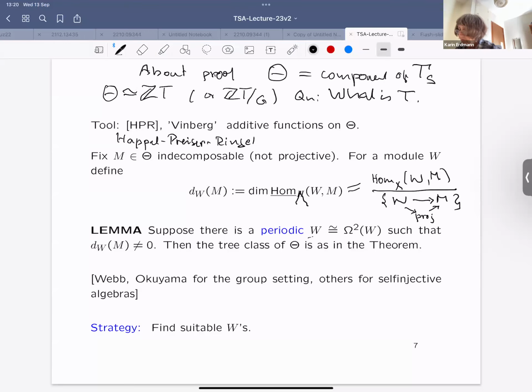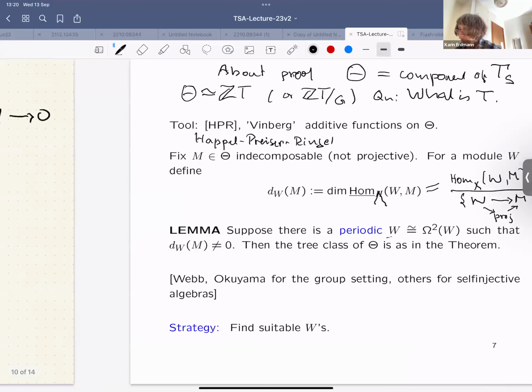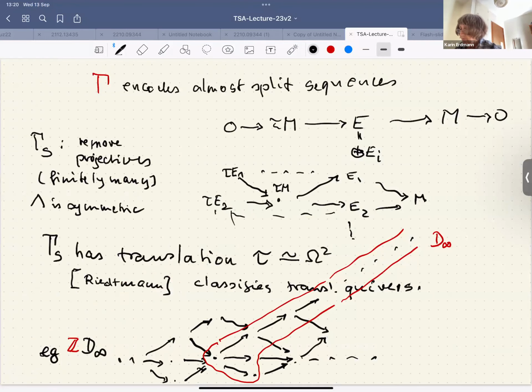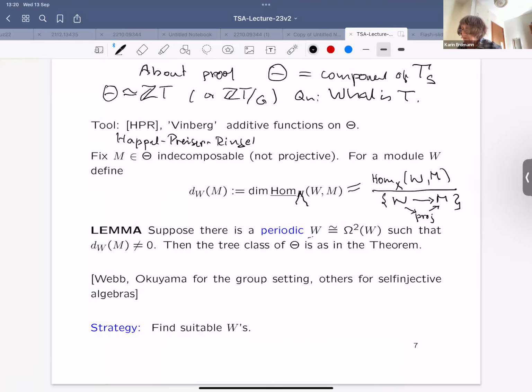So the thing is that with this function here, you can use homological algebra and you can see what the symmetry on this component is, right? So where does this come from? It was first used by Peter Webb and Okuyama in the group setting. However, for group settings, you have more technology. And so we have modified that for self-injective algebras and came to this formulation.